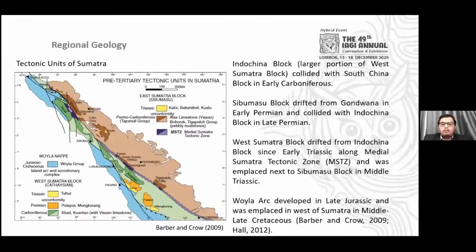Let us first begin with the big picture of Sumatra. This region was constructed by at least three terranes. As we know, the Sibumasu terrane in the east, and then the West Sumatra block, and we have the Woyla Arc in the westernmost part of the island. The accretion of Sumatra ended in the Mesozoic, precisely in the late Cretaceous, and it gave Sumatra the pre-existing structures, the northwest-southeast trend that we commonly have in the Barisan Mountains.